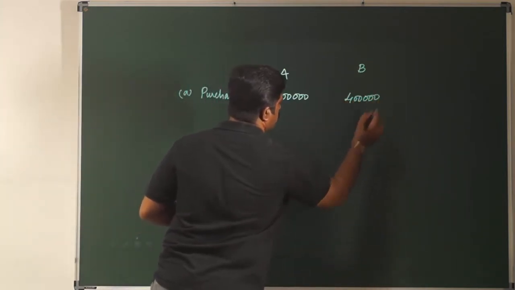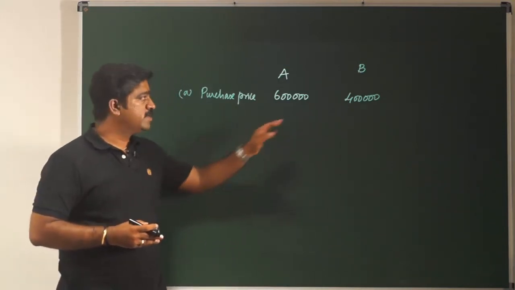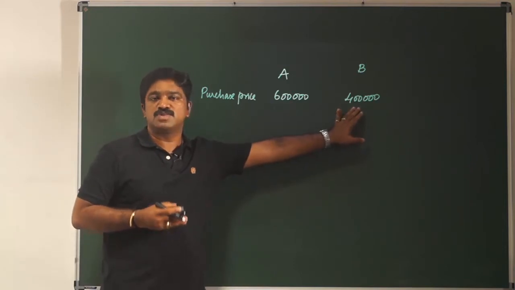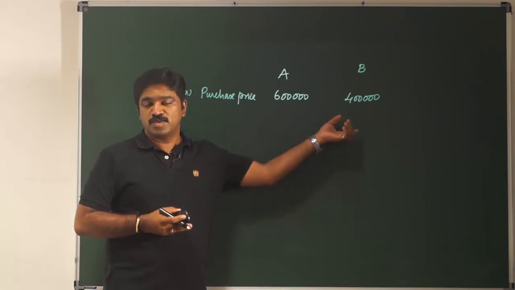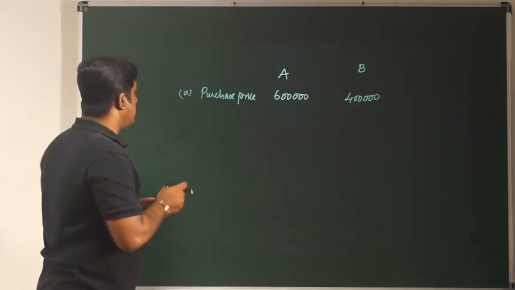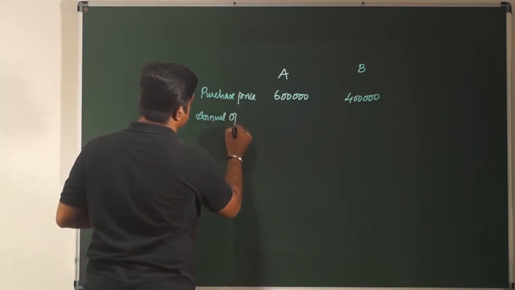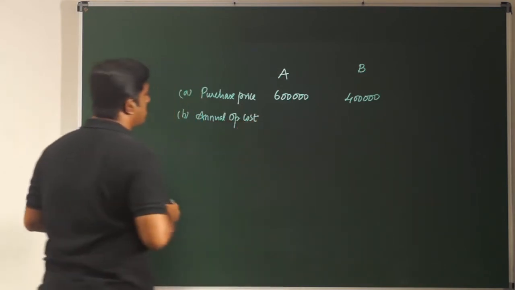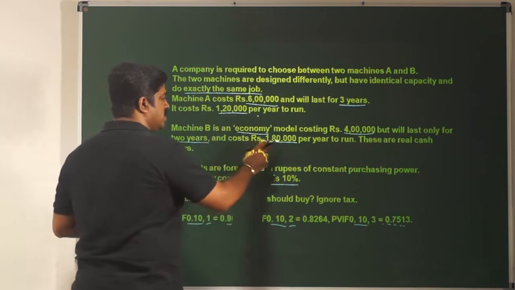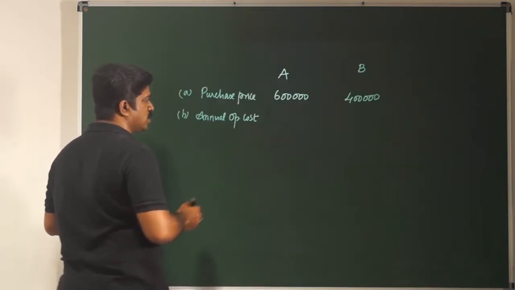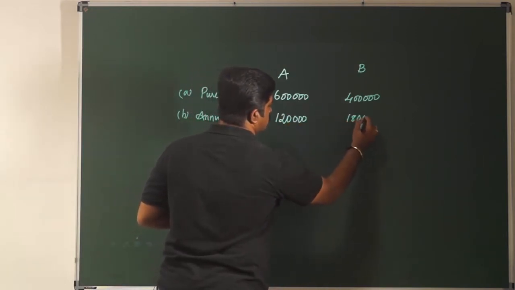So now just by looking at the purchase price, which machine will we select? If our focus is to reduce the cost, then we'll be going for machine B. But we not only have this purchase price cost, we also have one more cost. What is it? Annual operating cost. Let me write it here. Annual operating cost for machine A is 120,000, whereas that of machine B is 180,000.